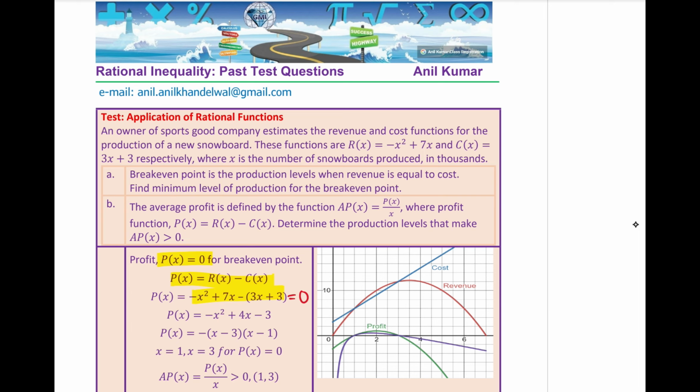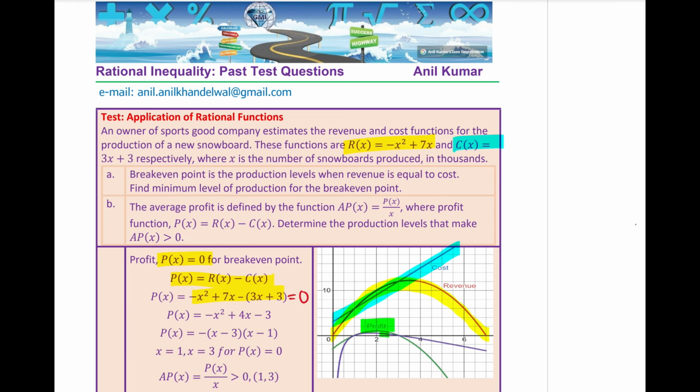Now, to give you a better idea, here is a graph. So we have the cost function which is linear. Let me just highlight. Let's begin with the revenue. Revenue, which is quadratic, is the parabola shown in red for you. That's the revenue function. The cost function is shown in blue, a straight line 3x plus 3, and the profit function, the difference between these two curves, is shown in green here.